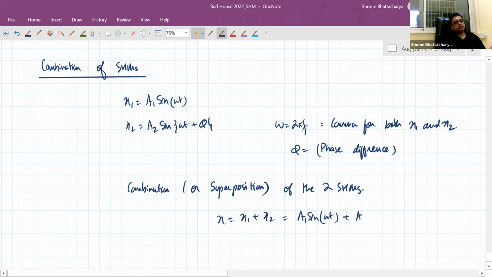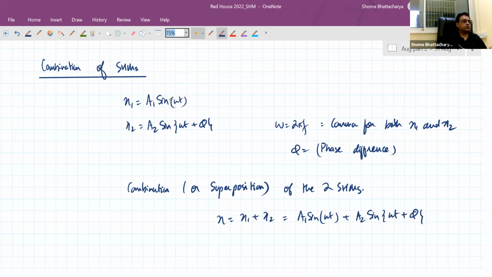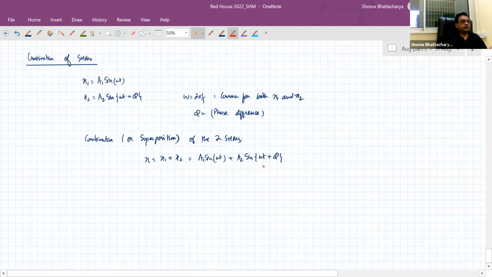Okay. So this derivation that we're going to do next is going to be very important for us later in waves, because we'll see superposition of waves has a similar kind of treatment. So the first thing we do is expand this term. On expanding, this becomes A1 sin omega t plus A2 sin omega t cos phi plus A2 cos omega t sin phi.